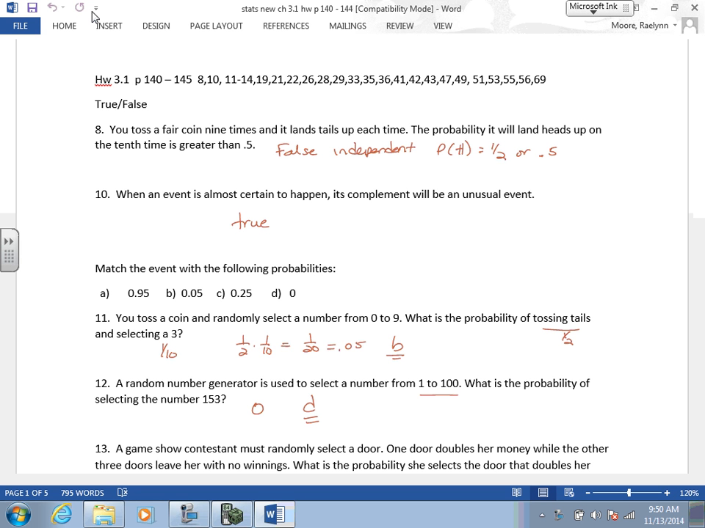Okay, so say it is going to snow today, and they predict it to be almost 100%. They predict it to be 90%. What's its complement? It's not going to snow. And what would that percent be? 10. So would that be more unusual if they're predicting a 90% chance of snow?